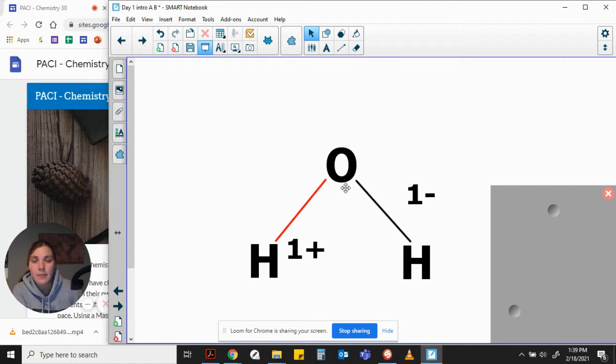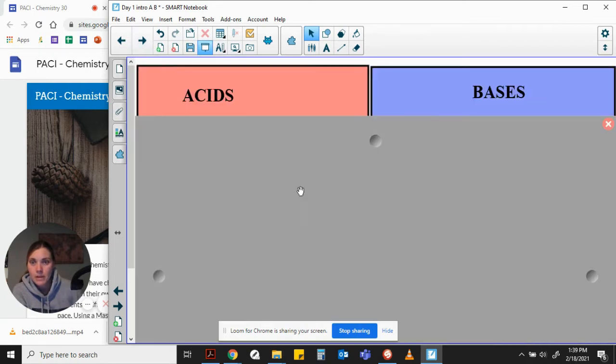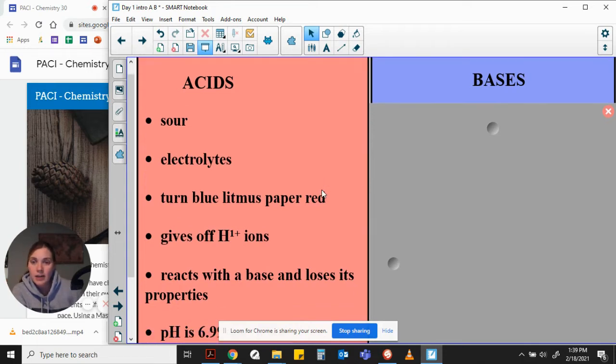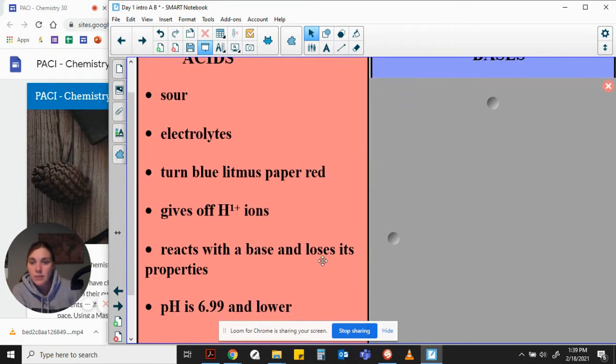What really ends up happening is we end up with a hydroxide ion, so an OH1 negative, and then we have our H1 plus. So our acids are things that are sour. They're electrolytes. They turn blue litmus paper red. They're going to give off a hydrogen ion. They're going to react with the base, and it loses its properties. So when those two come together, they end up neutralizing each other, and our pH is going to be 6.99 and anything lower than that.